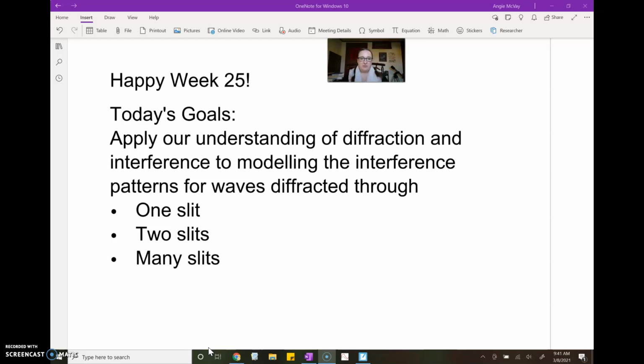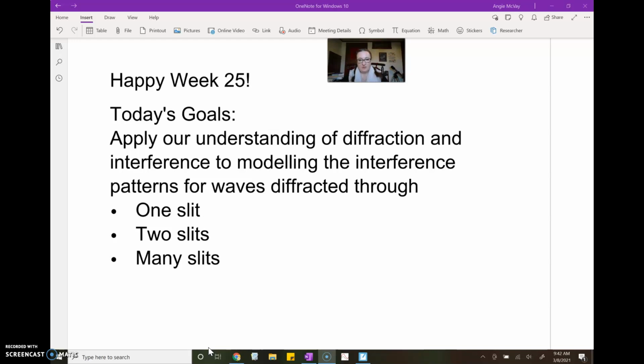Today we're going to apply our understanding of diffraction and interference to modeling interference patterns for waves diffracted through one slit, two slits, and many slits. It's been a while since we've talked about properties of waves because we've been doing our IAs, so it might be worthwhile going back and doing a little bit of review from the last couple lessons before we split off to do our IAs.